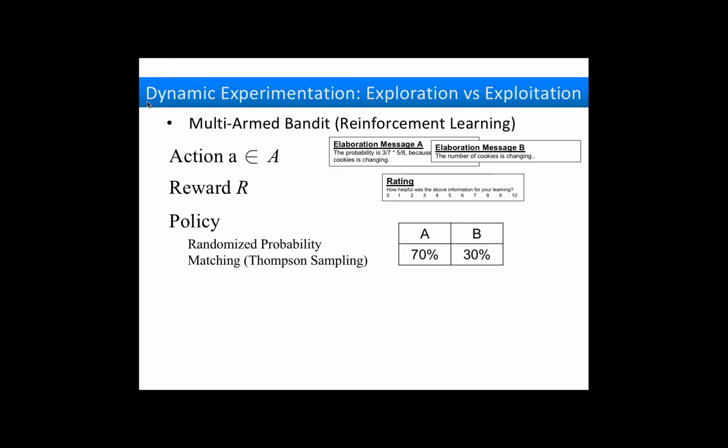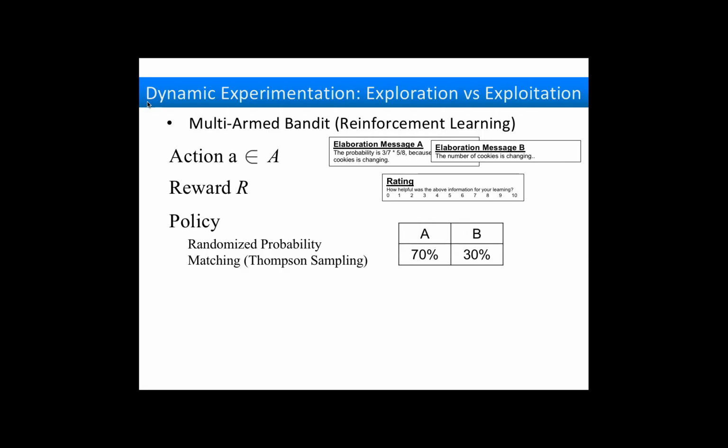So what we need is a policy. At a given point in time, for student 1 or student 20, what message do we assign? And the algorithm we use here is called Thompson sampling. You can think of it as randomized probability matching. So when you see that there's a 70% chance of assigning message A versus 30% of B, let's say after 20 students, what it's doing is computing the probability, based on the data that I have so far, that A is the highest rated message. If it's 70%, then we assign 70% of students to that message.